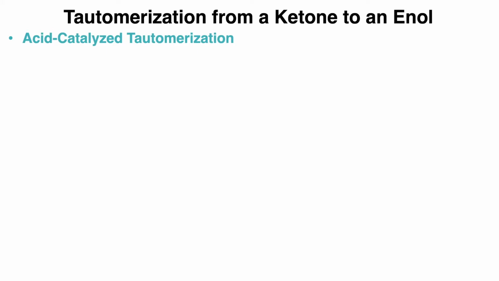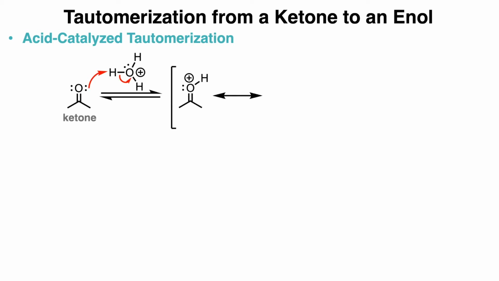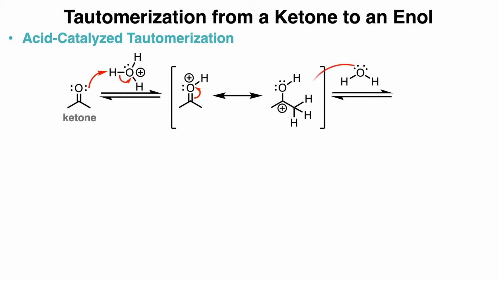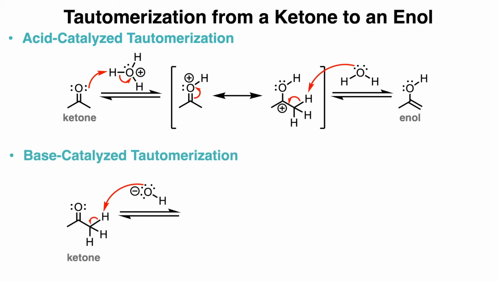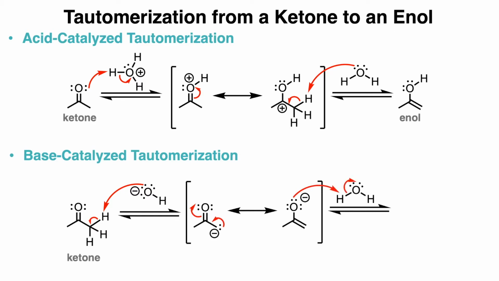The mechanism of tautomerization depends on whether the reaction is under acidic or basic conditions. In an acid catalyzed tautomerization, the carbonyl group is protonated by an acid to form a resonance stabilized cation. Then the cationic intermediate has an alpha hydrogen deprotonated to form the enol. In a base catalyzed tautomerization, the alpha position is deprotonated first by the base to form a resonance stabilized anion, then the O- gets protonated by water to form the enol.